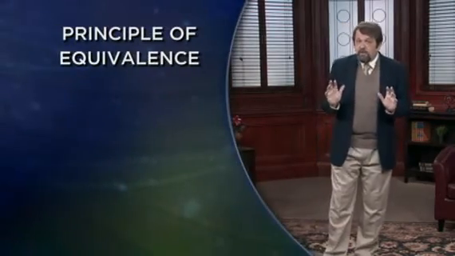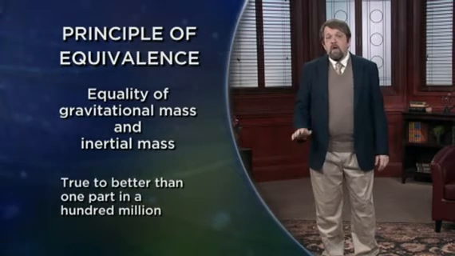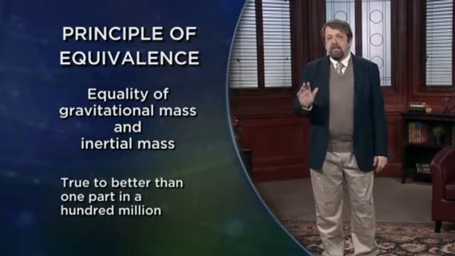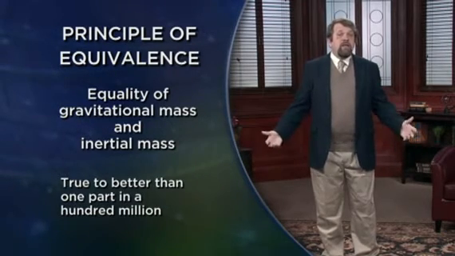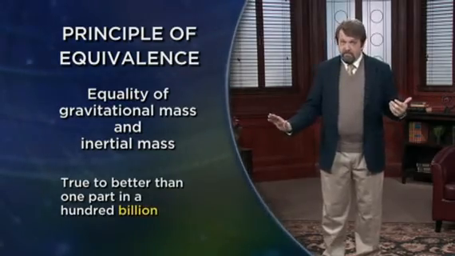Eötvös designed and built a series of more and more sensitive torsional balances. He coped with a lot of experimental headaches. For instance, the slightest daily temperature variation between one side and the other might completely hide the effect he was looking for. But in the end, his experiments allowed him to conclude that the principle of equivalence, the equality of gravitational and inertial mass, was true to better than 1 part in 100 million. Nowadays, with great improvements in technology, we can push that precision to 1 part in 100 billion.